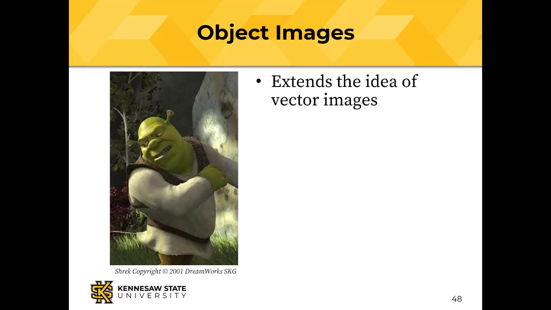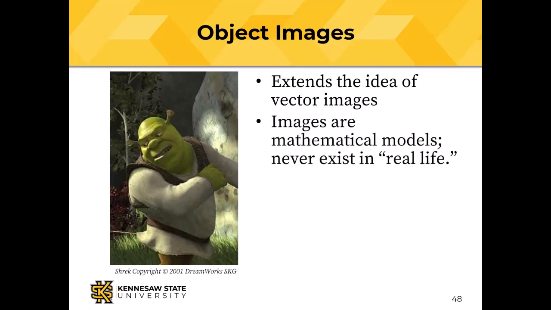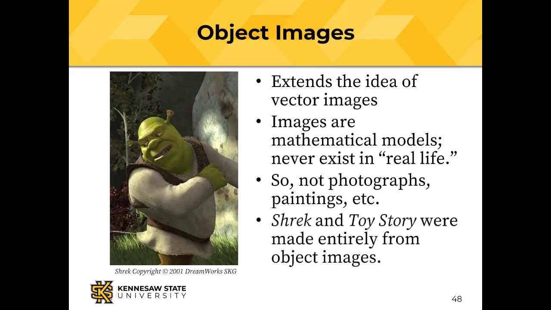Until last year or this, it was very difficult to make images of human faces. They were kind of creepy because people had not learned how to capture all of the information necessary to make a realistic human face. These object images are mathematical models. They never exist in real life. Not photographs, not paintings, not anything like that. Some movies, particularly Shrek and Toy Story, were made entirely from object images.